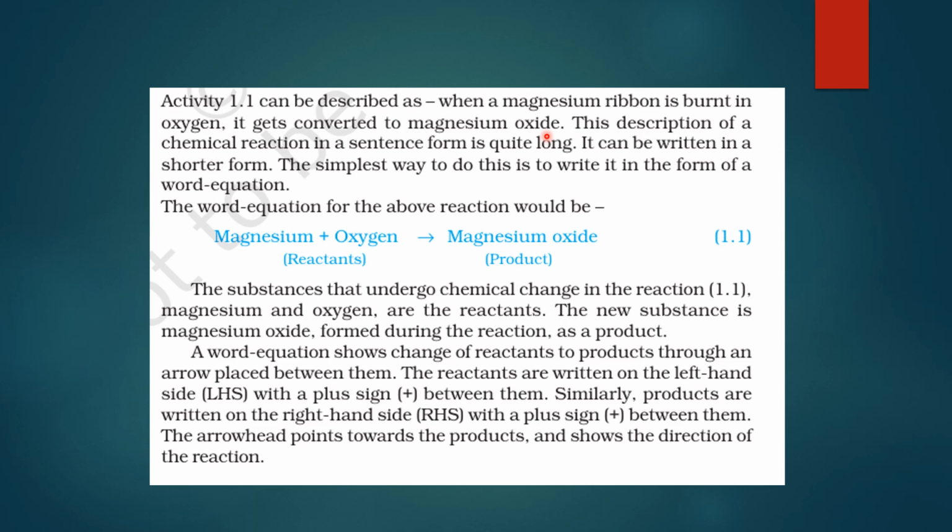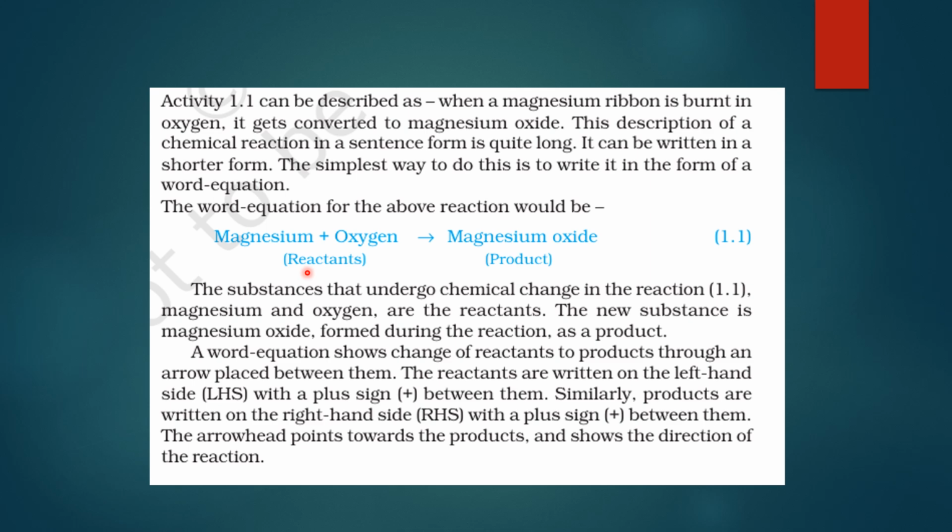Okay. So if we describe how this reaction took place in words, this description of a chemical reaction in a sentence form is quite long, right? So there is a way to write it in a shorter form that we will be studying today. The simplest way to do this is to write it in the form of a word equation, right? So the word equation for the above reaction, we can write it as magnesium plus oxygen. Through an arrow, we represent that it gives magnesium oxide.